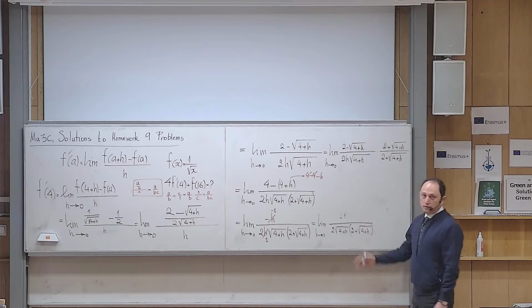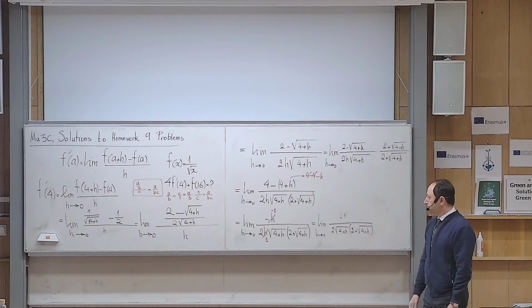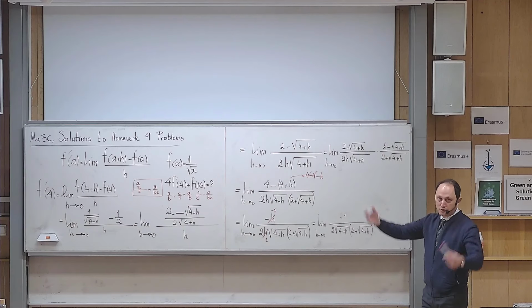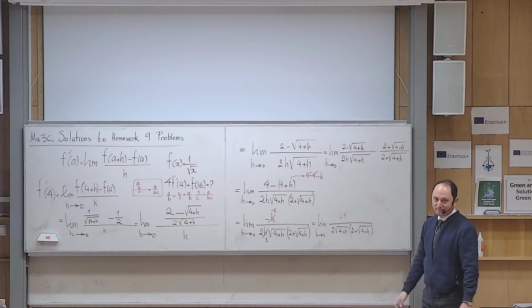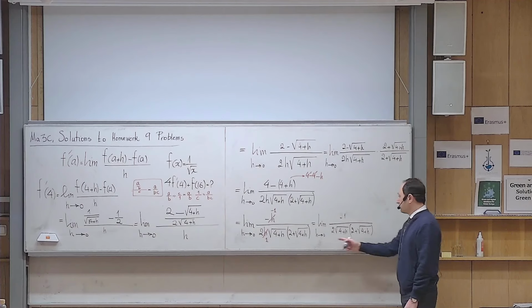Now I can put it 0, yes? Do you want to be famous? Yes? Because I can name you on YouTube, yes? Don't talk. Yes? Don't talk. Yes? So, h goes to 0.